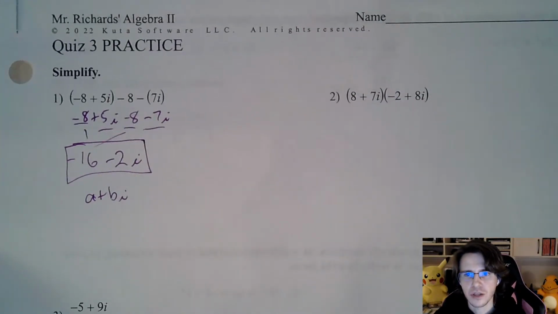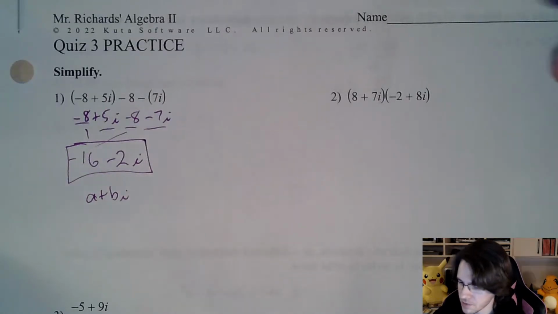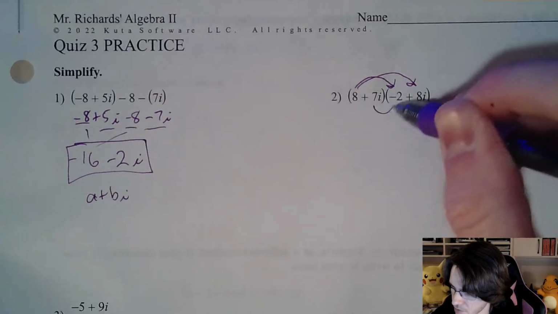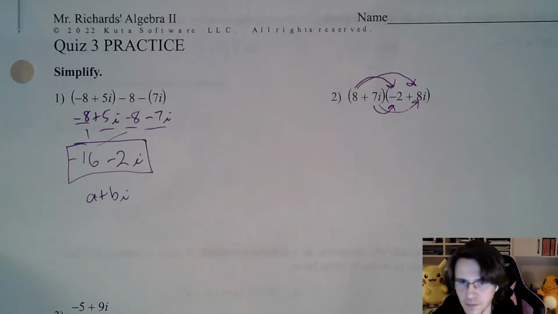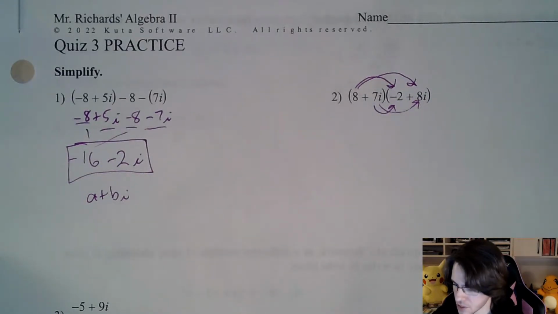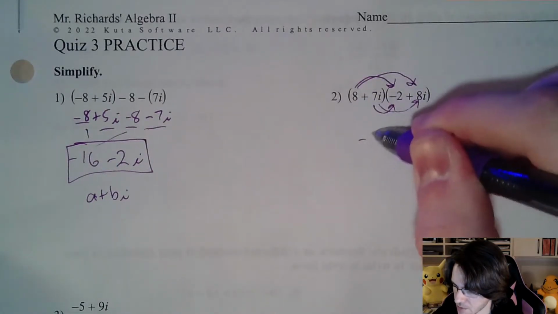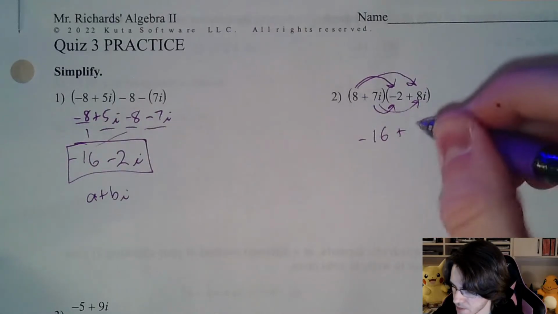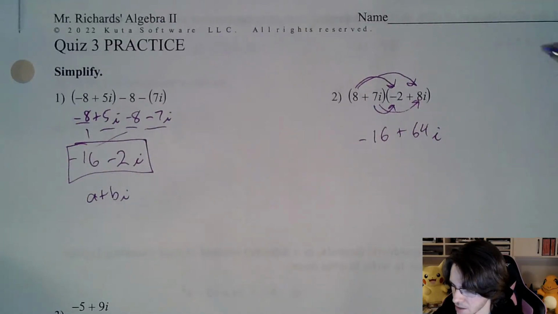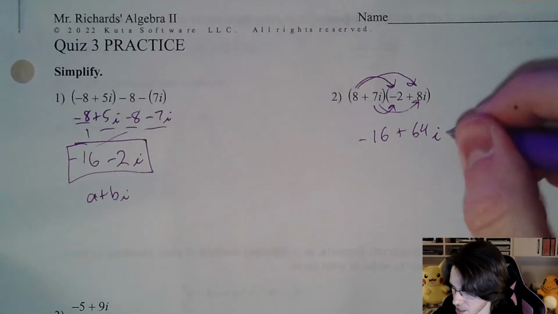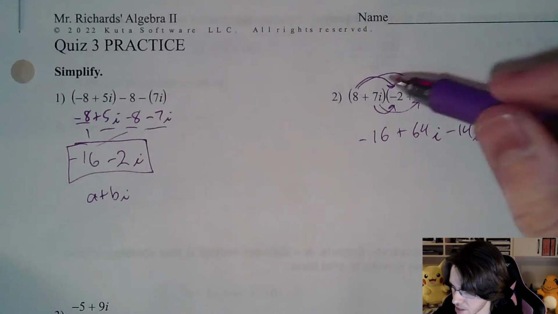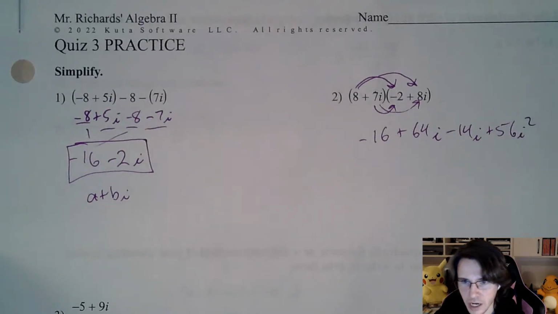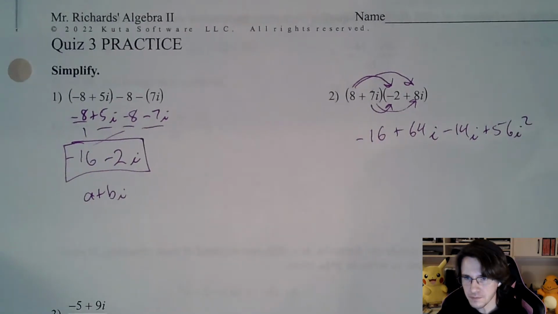For number 2, the question is a foiling problem, kind of just like we've done before. So we simply distribute that 8 to both of them, distribute the 7 to both of them, and there's our first, outer, and our last. So we have 8 times -2 is -16. 8 times 8 is 64 with an I on it there. 7 times -2 is -14 with an I. And 7 times 8 is 56, and this one's got a nice squared because it's I times I.